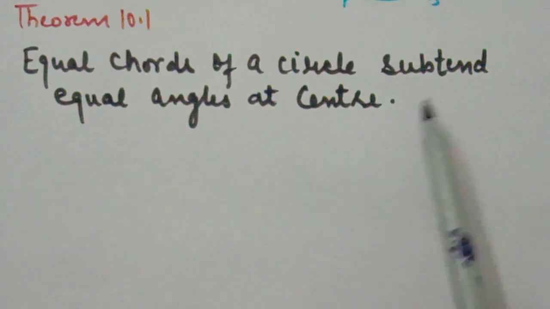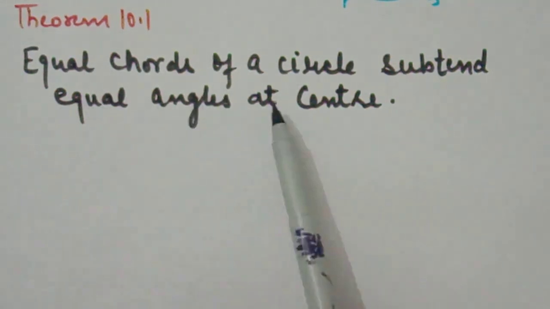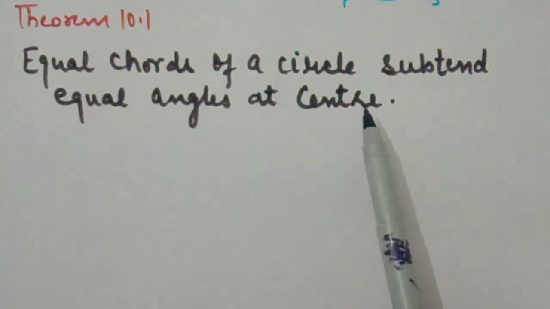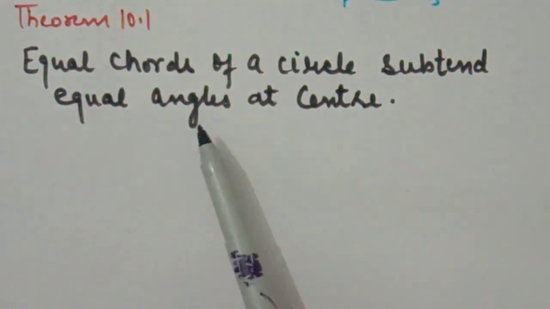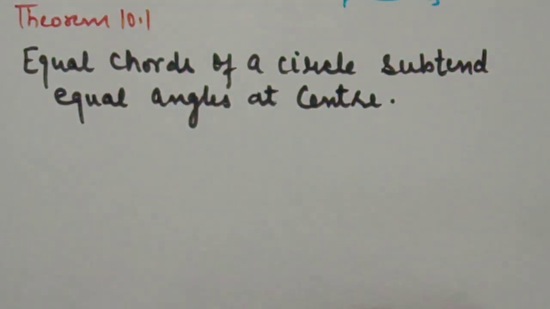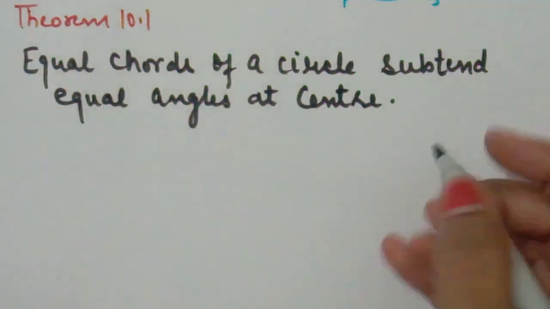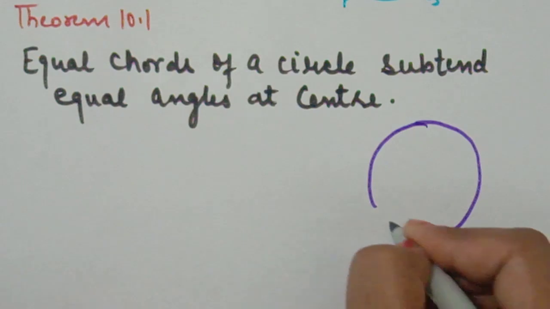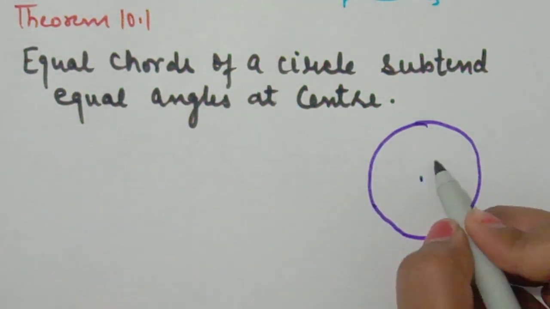Subtend means made. Equal angles at the center. They are making equal angles at the center. Angles means two different angles at the center of the circle. So first of all, we have to draw a diagram with a center O.